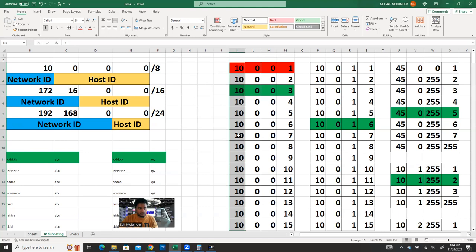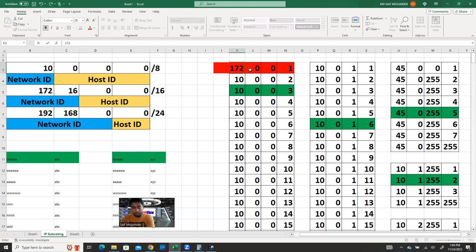Same network. You have to keep the same number. If you start with 11, then you have to keep the same 11, 11 all. So that's called a network ID. That means slash 8. If it is not slash 8, if it is slash 16, Class B, right? So what do you have to do? So for example, you start with Class B.